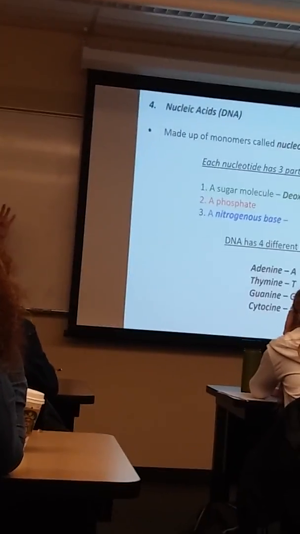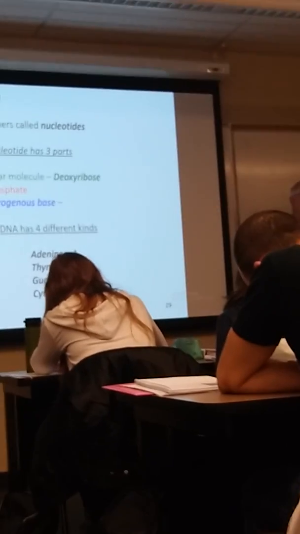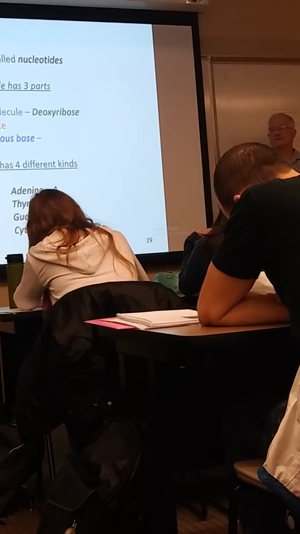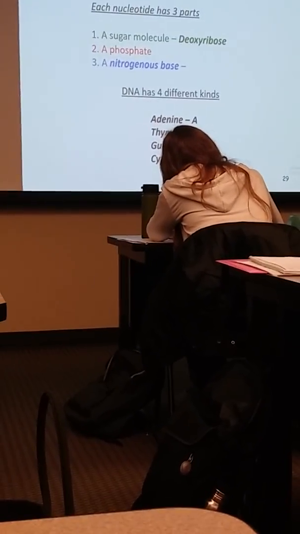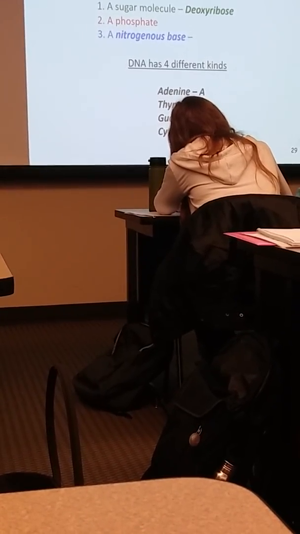All right, so here's where you stop, you pause, and you practice it again. All right, DNA, a sugar, a phosphate, and a nitrogenous base. All right, got that. Oh, what kind of sugar? Something called deoxyribose, whatever that is. All right. Now, how many different types of nitrogenous bases do we have? We only got 4. Adenine, thymine, guanine, and cytosine.